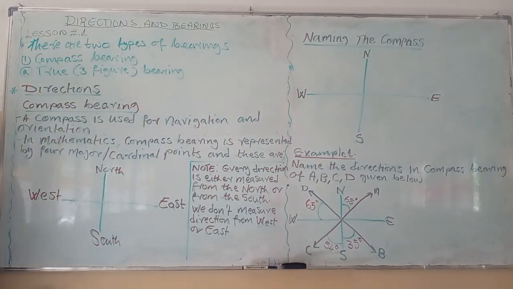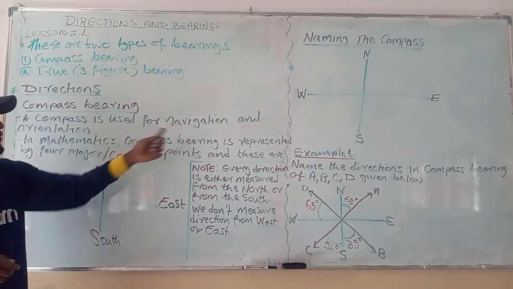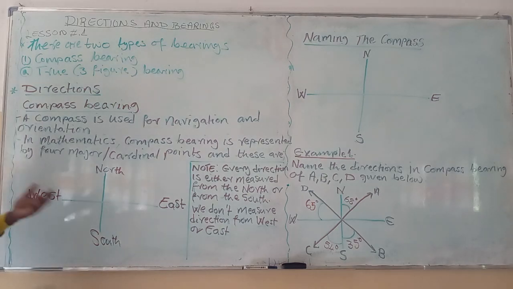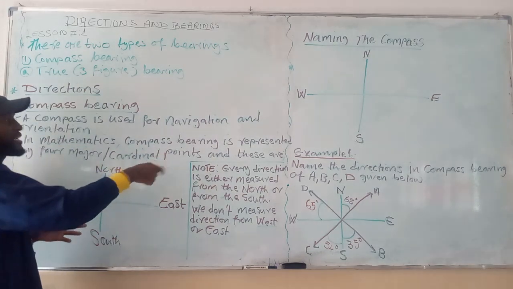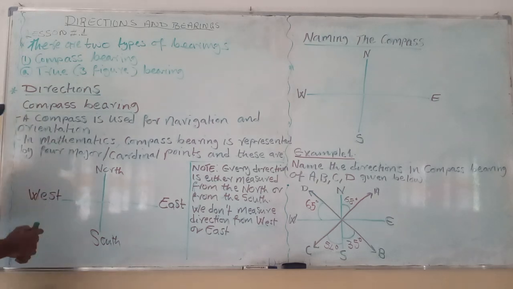Compass bearing shows us directions to specific places. Now, what is a compass bearing? What is it used for? A compass bearing is used for navigation and orientation. So we talk of a compass used for direction and navigation. That is a compass. And we are simply saying that in mathematics, compass bearing is represented by 4 major cardinal points.